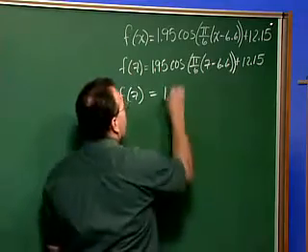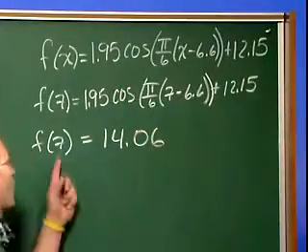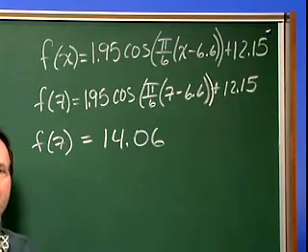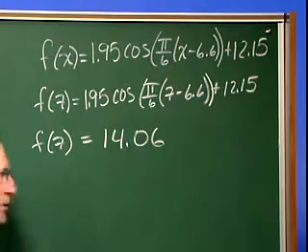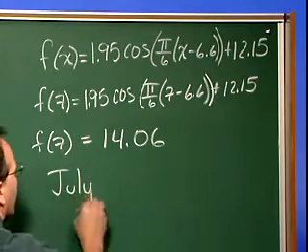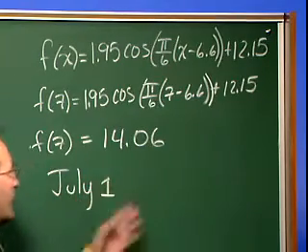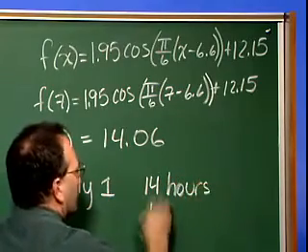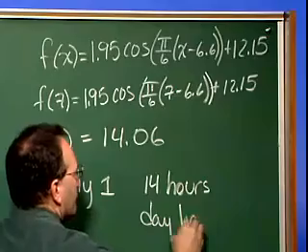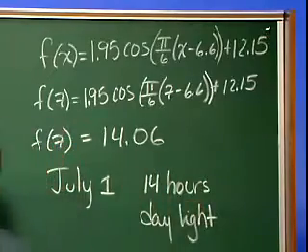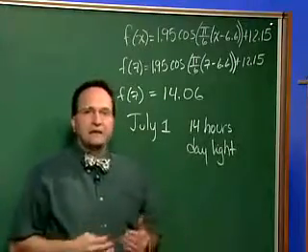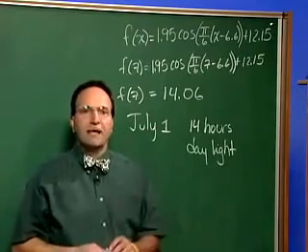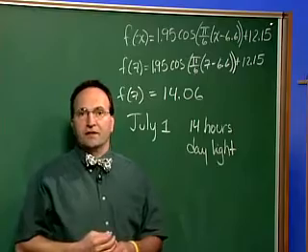But what does that really mean, the 14.06? What it means is that we're looking at f of 7. f of 7 refers to the 7th month, in other words, July 1st. So on July 1st, there would be slightly more than 14 hours of daylight. Okay, well, now that I've done an application problem, I would like to give you the opportunity to solve an application problem using the circular functions on your own.